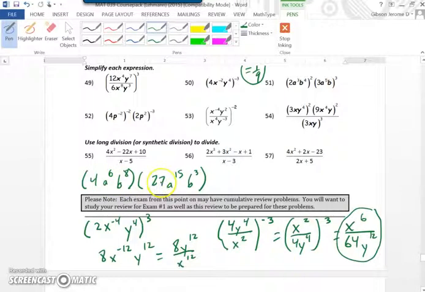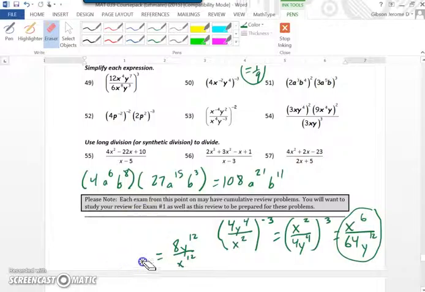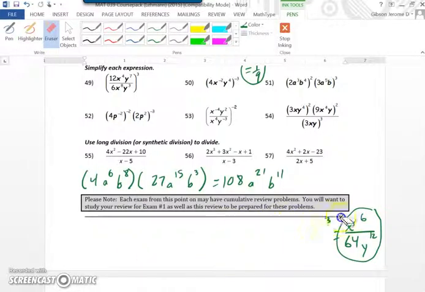Now 4 times 27 is 108. A to the 6th times A to the 15th is A to the 21st. B to the 8th times B to the 3rd is B to the 11th. And that is your final answer for problem 51. Now, if we go here, we look at 52. Now 52 is a little different only because we have negative exponents on the outside.